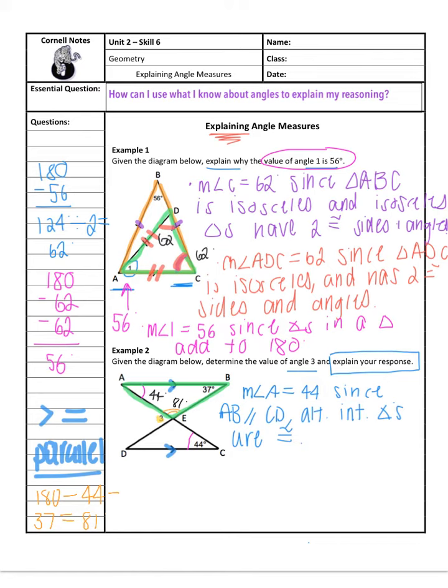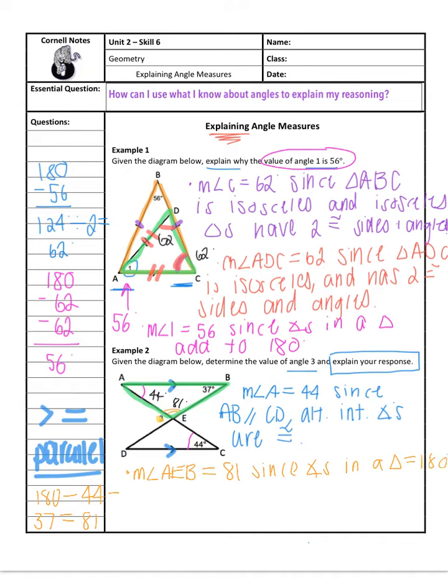Now again, that's something we did not know before, so that has to be our next sentence that we jot down. I'm going to call that angle AEB. If you want to call it BEA, that's fine. So the measure of angle AEB equals 81 since angles in a triangle equal 180.